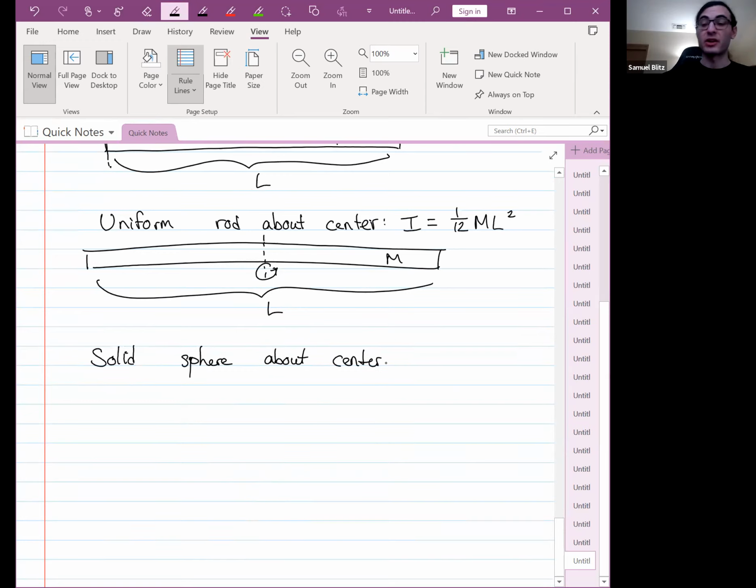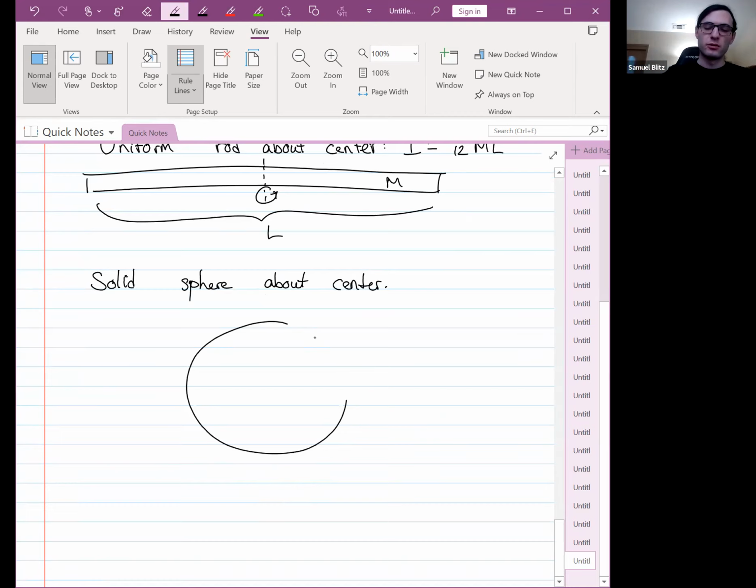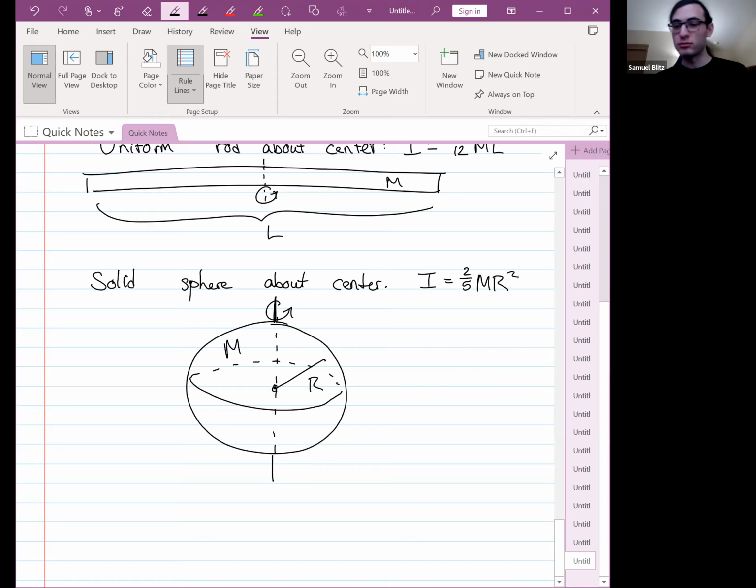For a solid sphere about the center, you might not be able to calculate this unless you go a little bit further in the calculus than what you might currently have. So here's our solid sphere. We want to rotate it about this axis, so about the center of the solid sphere. Let's say the sphere has radius r and has mass m. Then the moment of inertia is 2/5 mr squared. It's derived with a volume element. You'd have to know the volume element in spherical coordinates and then do a triple integral.